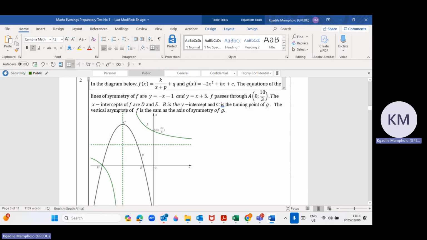The x-intercepts of f are D and E. B is the y-intercept and C is the turning point of g. The vertical asymptote of f is the same as the axis of symmetry of g. You can see we mean this line here is the vertical asymptote of f and also the line of symmetry of the parabola. Remember, a line of symmetry cuts the graph into equal parts. Now the x value of the line of symmetry of the parabola would be the same as the x value of the turning point.